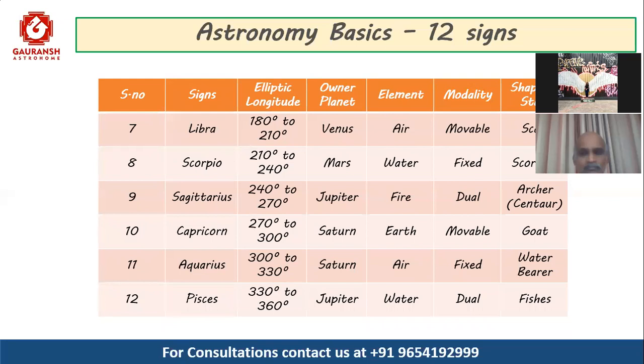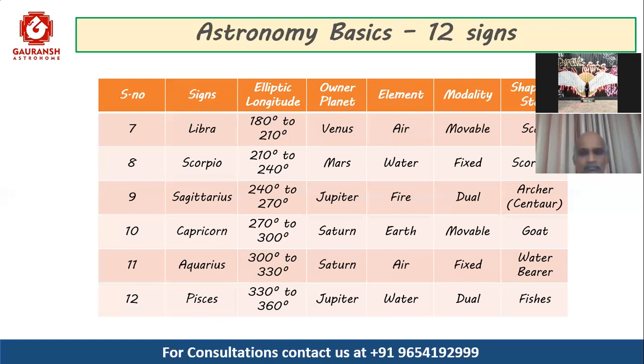The eighth sign is Scorpio, from 210 degrees to 240 degrees. Owner is Mars. It is fixed. Ninth sign is Sagittarius, from 240 degrees to 270 degrees. Owner is Jupiter. It is dual in nature. 10th Capricorn, from 270 degrees to 300 degrees. Owner is Saturn. Modality is movable. 11th sign Aquarius, 300 to 330. Owner is again Saturn. Modality is fixed.